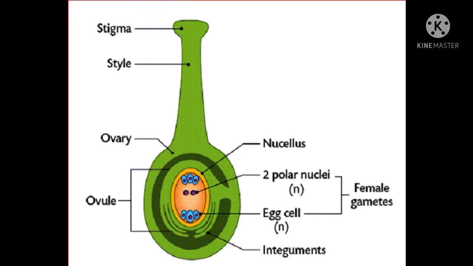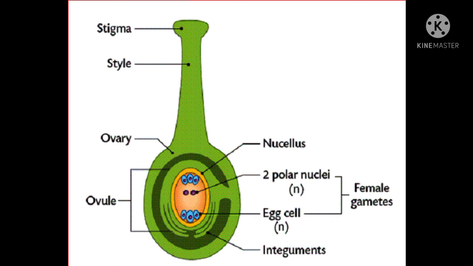The top part of the carpel is the stigma, which receives the pollen grain from the anther of the stamen. The second one is the style, which carries the pollen grain through the style to the ovule. Now the ovary is the third part of the carpel. The third, swollen part of the pistil is the ovary.